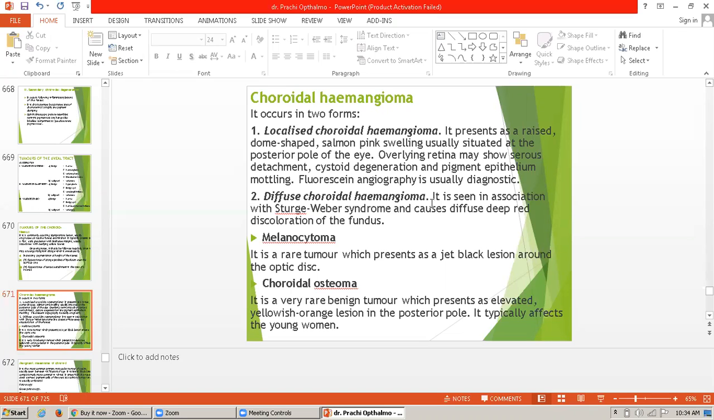Diffuse choroidal hemangioma is seen in association with Sturge-Weber syndrome and causes a diffuse deep red discoloration of the fundus. Then melanocytoma. It is a rare tumor which presents as a jet black lesion around the optic disc. And choroidal osteoma is a very rare benign tumor which presents as an elevated yellowish orange lesion in the posterior pole, and it typically affects young women.